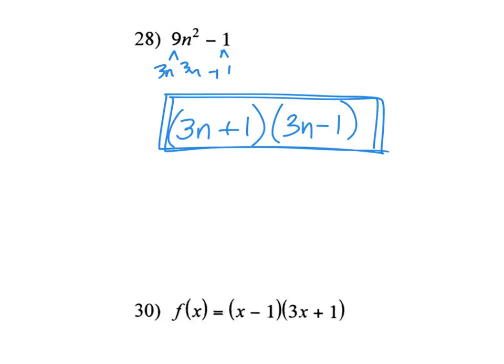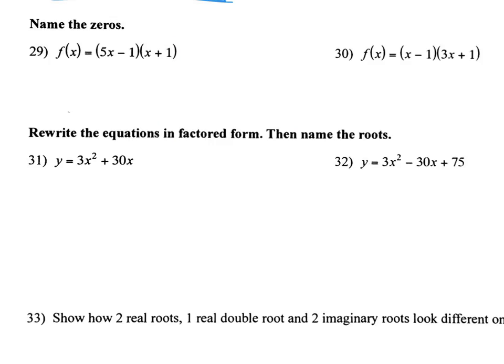All right. Okay, 29 and 30, naming the zeros. Y'all, I'm so sorry, I keep coughing.